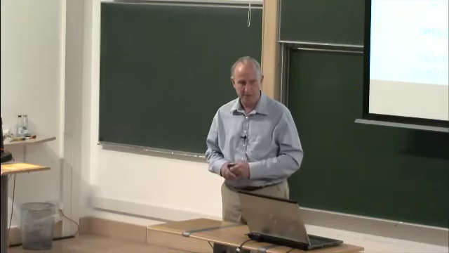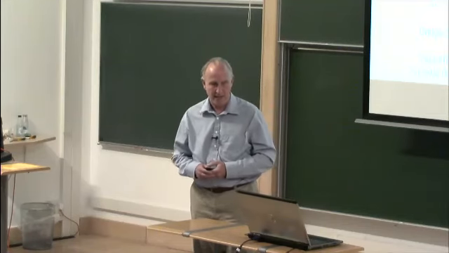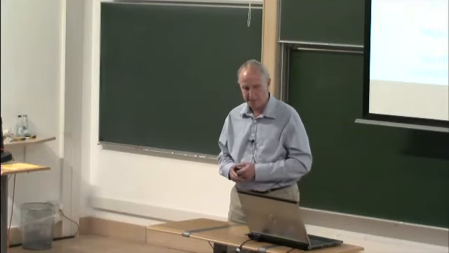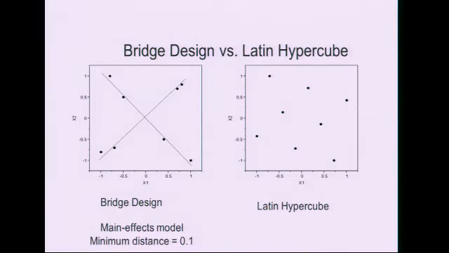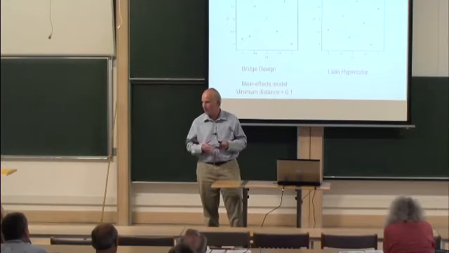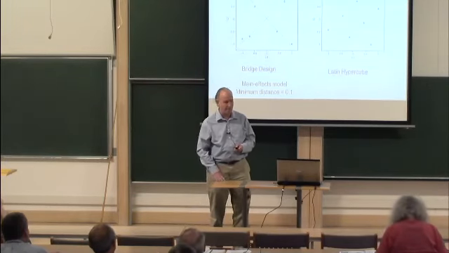So here's a bridge design on one side and a Latin hypercube on the other side. Here the bridge design has a minimum distance. There are 8 points. So the minimum distance for the bridge design is almost as big as the minimum distance in the Latin hypercube. And you can see that they look somewhat similar. But if I make my inner point distance smaller, then you start seeing that X shape. This is for the main effects model being the model that you're looking at for variance.